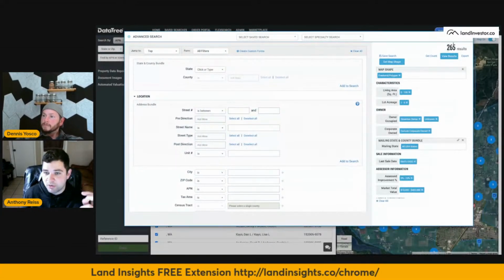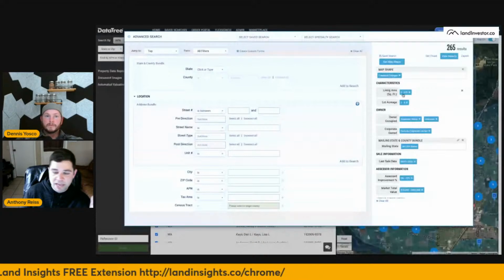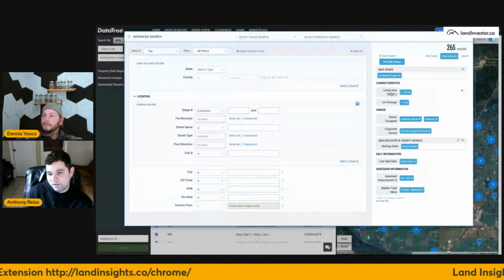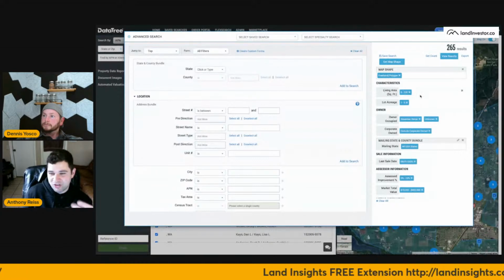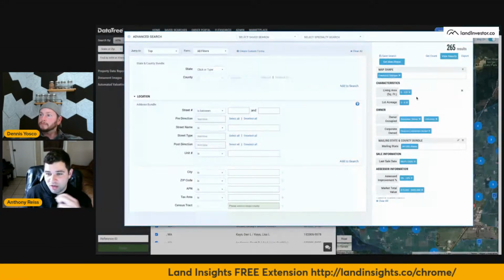I can manage that pretty quickly. So, living area: I know some people go up to 500 square feet, and you can definitely do that. I put 0 to 100 because I really just don't like the added headache of having any structures on there.